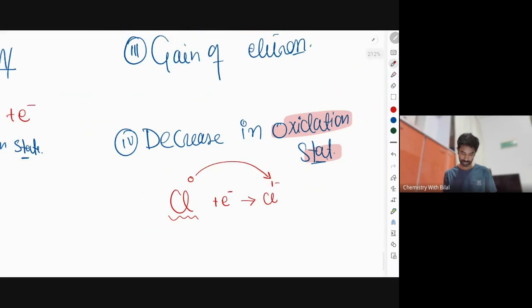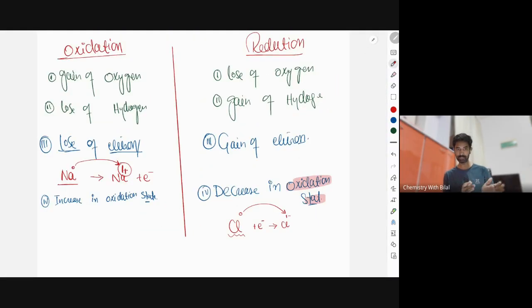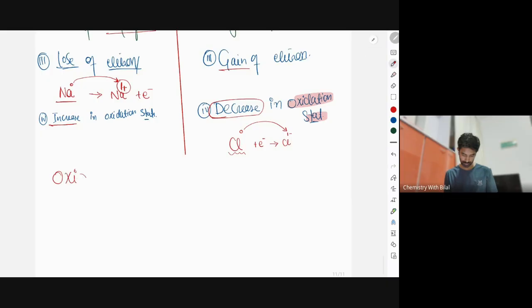So now we can clearly draw a line between oxidation and reduction. Oxidation is the gain of oxygen, reduction is loss. Oxidation is loss of hydrogen, reduction is gain. ये last two असल में एक ही चीज है. Loss of electron, जब भी loss of electron होगा तो increase in oxidation state होगा, उसको oxidation कहेंगे. Whenever there is a gain of electron, जब gain of electron होगा तो decrease in oxidation state होगा, उसको reduction कहेंगे. Let's define oxidation state for you know.